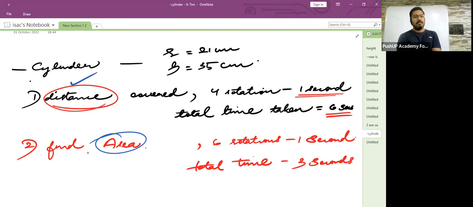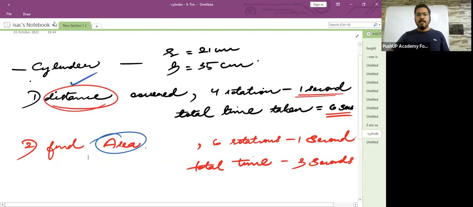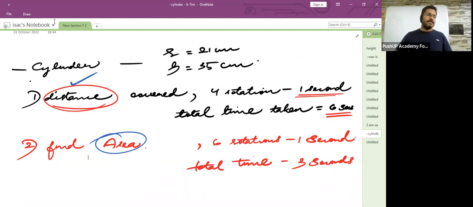So the radius and the height are the same, no, sir? Same. Okay. In 1 second, it can do 6 rotations, and the total time it traveled is 3 seconds. Use your own logic, children. Long method, short method, that does not matter. The radius is given as 21, and the height is 35 centimeters.